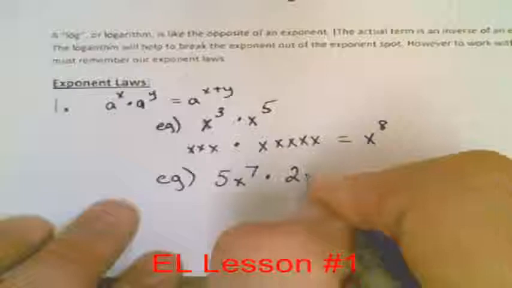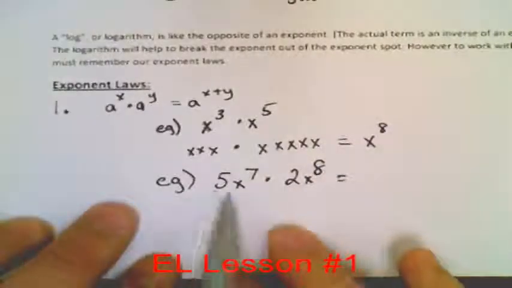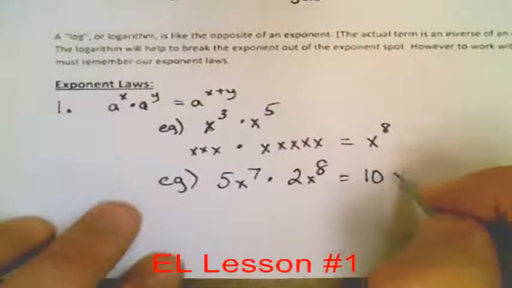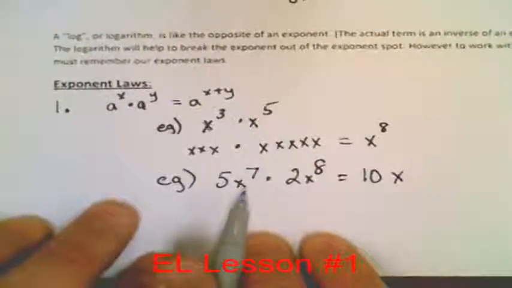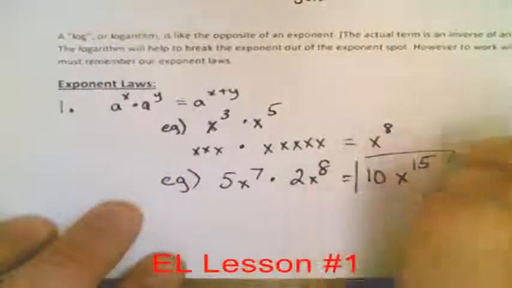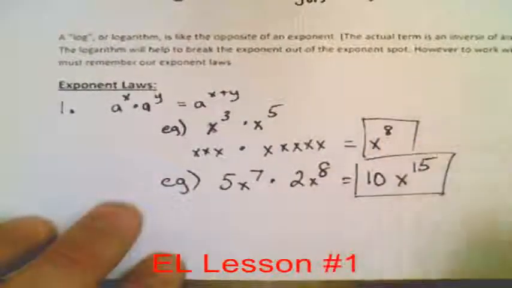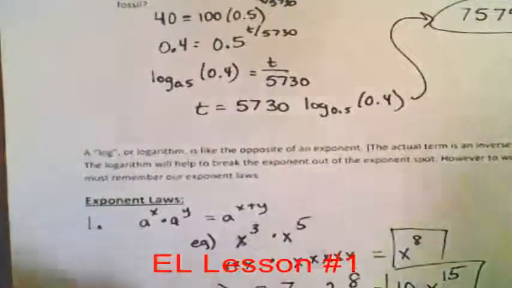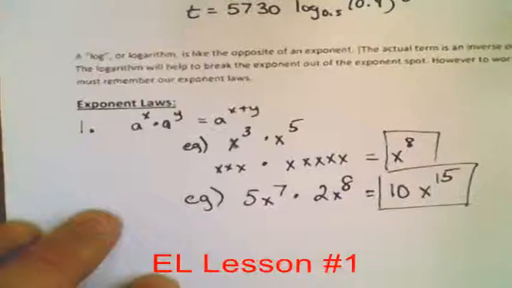If there's a coefficient in front, the coefficient just gets multiplied. So if I look at one like this, 5x to the 7th times 2x to the 8th, I multiply the coefficients, the 5 times 2 gives me 10. And the exponents, I keep the base the same, x, and I add the exponents, 7 plus 8. 7 plus 8 is 15. So I get 10x to the 15, okay? And that's that first exponent law. It's not a terribly difficult law. In fact, you've done that lots before, okay? But so you've got that.